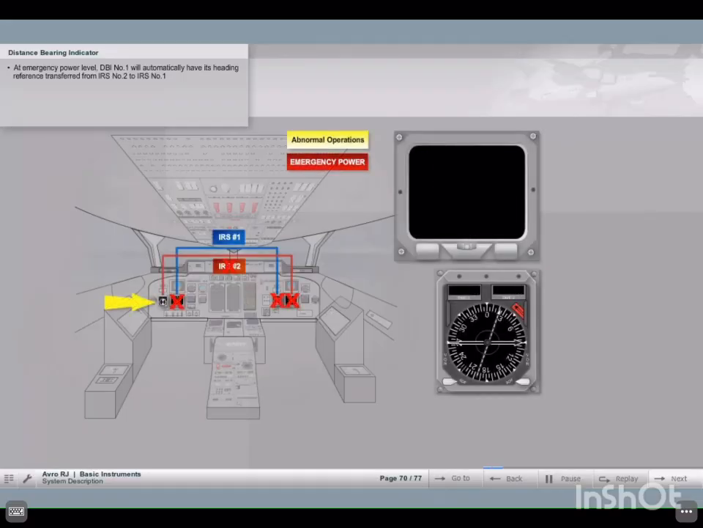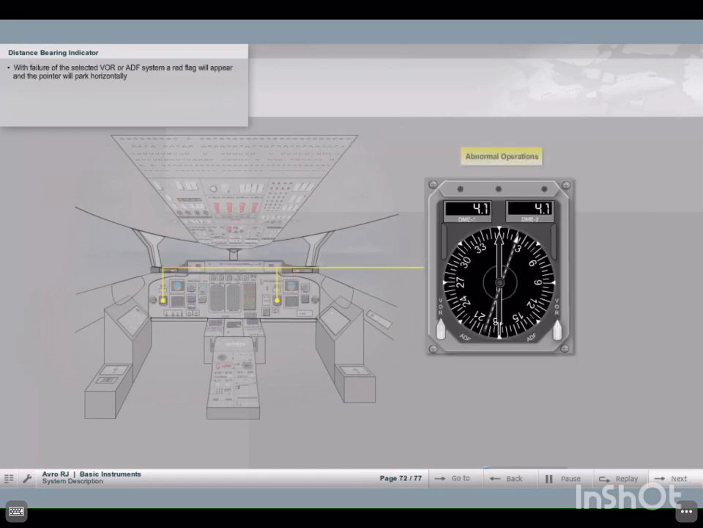At the emergency power level, DBI number 1 will automatically have its heading reference transferred from IRS number 2 to IRS number 1. This ensures that the captain maintains a heading reference at the emergency power level. With the failure of the selected VOR or ADF system, a red flag will appear and the pointer will park horizontally.